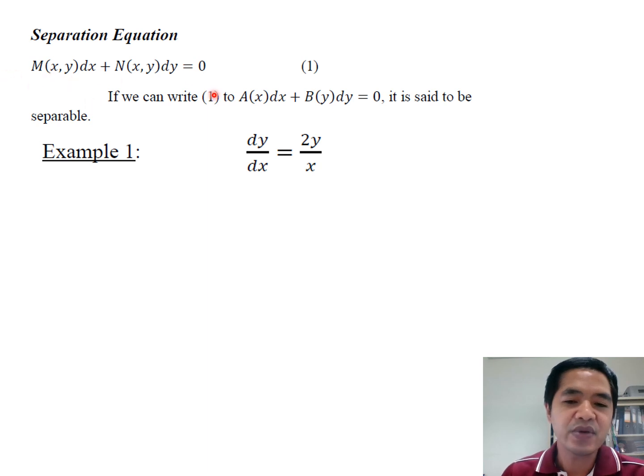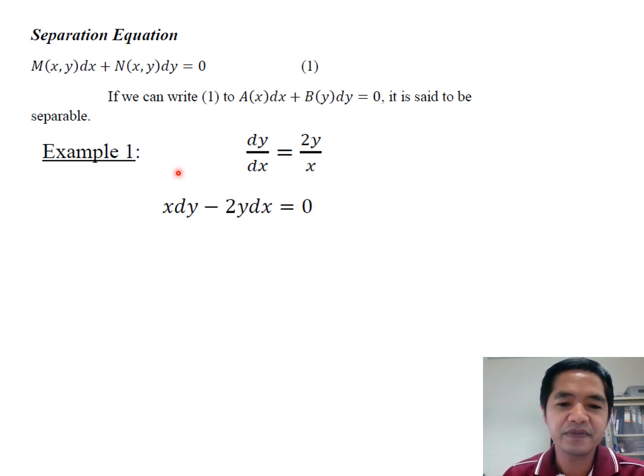So in this equation 1, if we can write it in this form, which is a(x) times dx plus b(y) times dy equal to 0, this is said to be separable. That means if you can separate the x term with dx and the y term with dy and set it to 0, we can use the separation technique to solve the problem. Okay, let's take a look at an example.